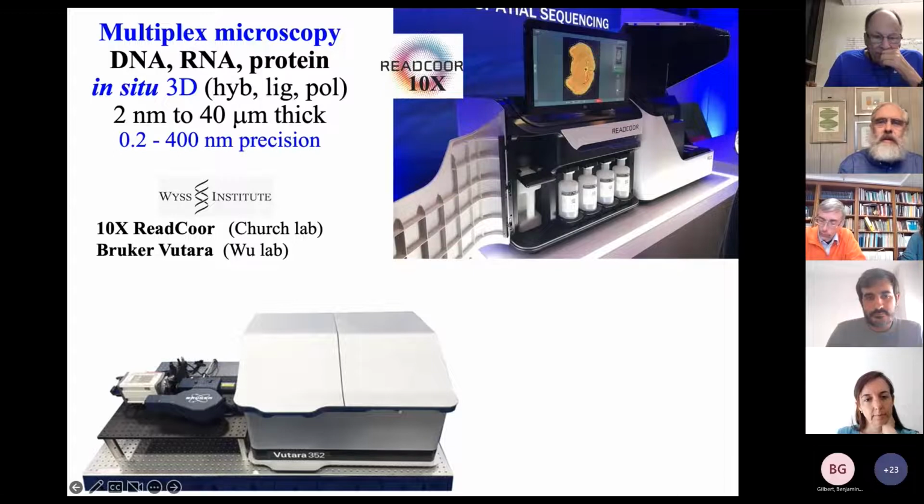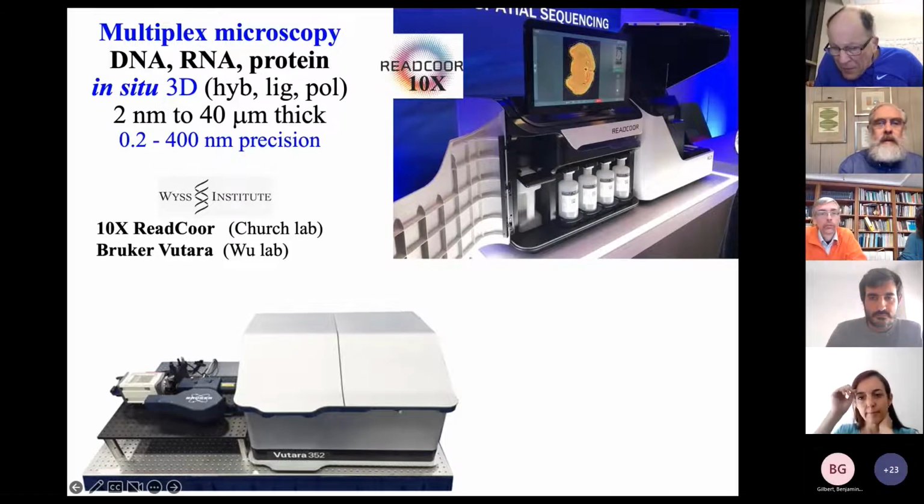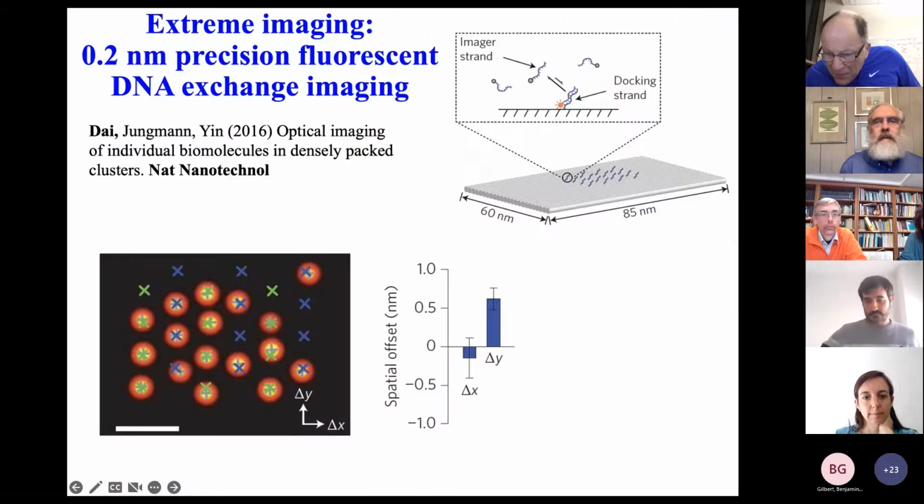And these are 2 instruments that our lab and the Wu lab have used. The highest resolution right now is the Bruker-Vutara, and I'll show you some data from that in a second. So this is the most extreme version.